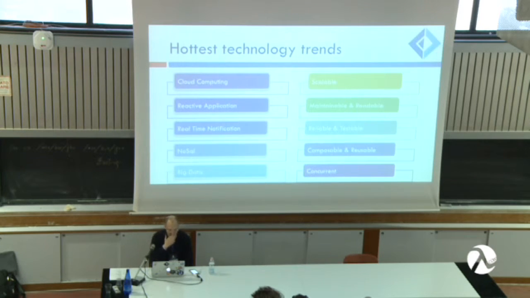Anyway, if you search online for the hottest technology, you see the list. We have reactive, cloud computing, very hot. And they are all combined with this big data world. So it's getting a bit complicated to build applications and still fulfill all the requirements. So how do we achieve this? What kind of tools, technologies, and architecture do we have to embrace to write this kind of application?